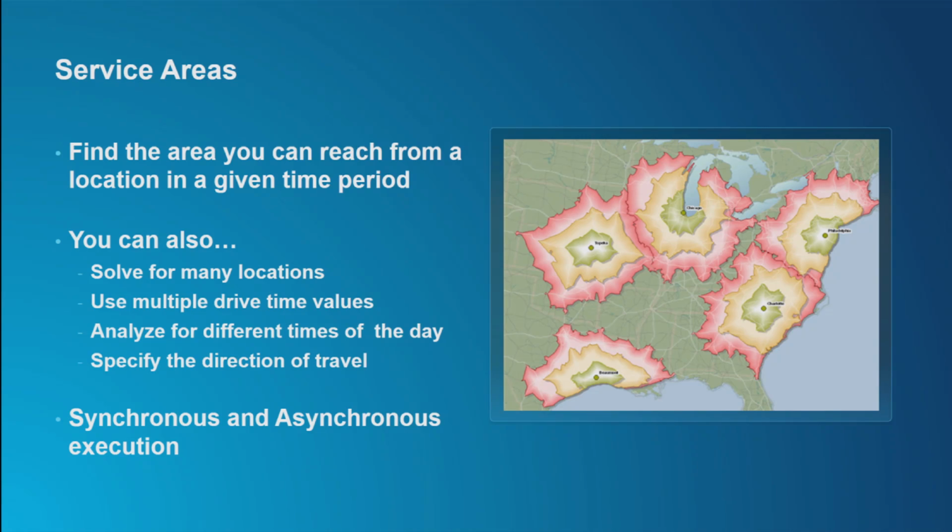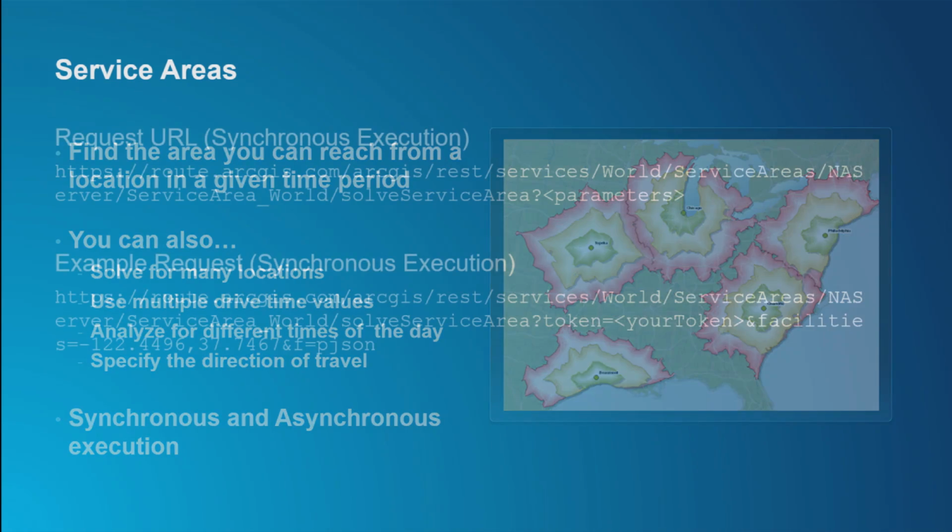You can analyze for different times of the day. So say if you're using the driving mode, you can see how the areas shrink and grow based on the traffic conditions. So during rush hour traffic, the area of reach would be quite small. During free flow traffic, the area of reach would be a lot bigger. And they support synchronous as well as asynchronous execution.